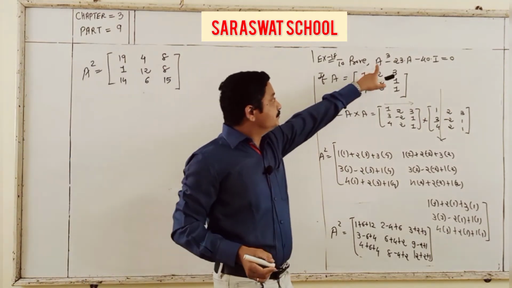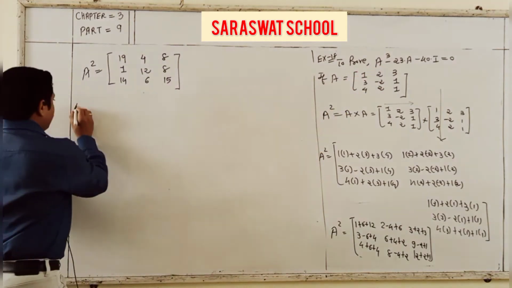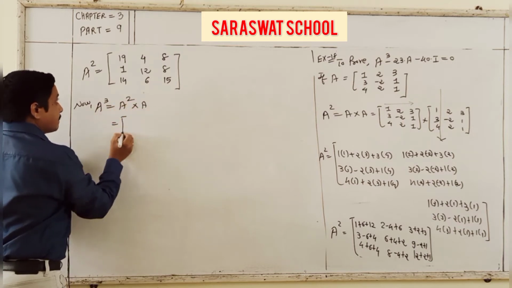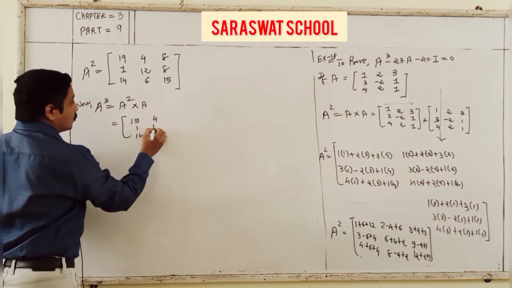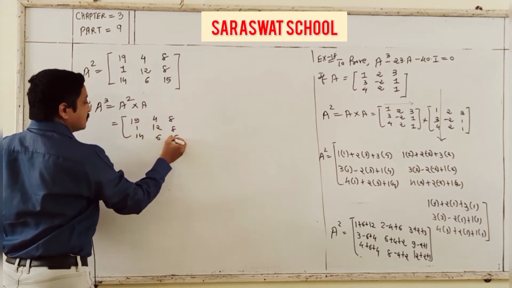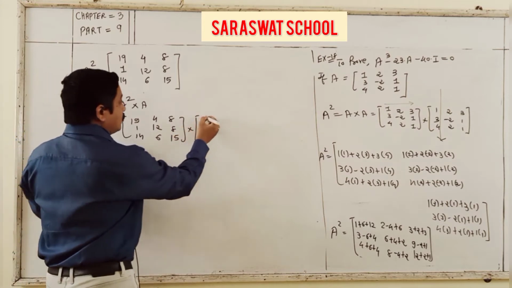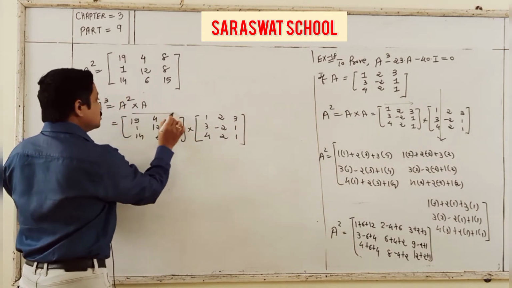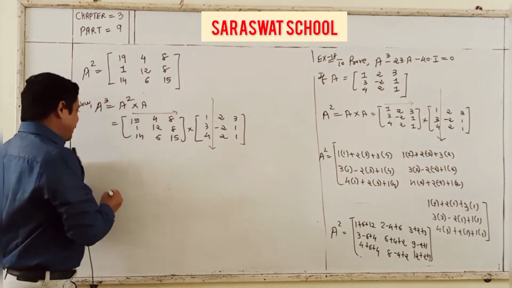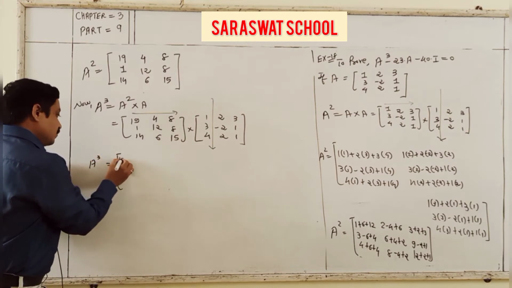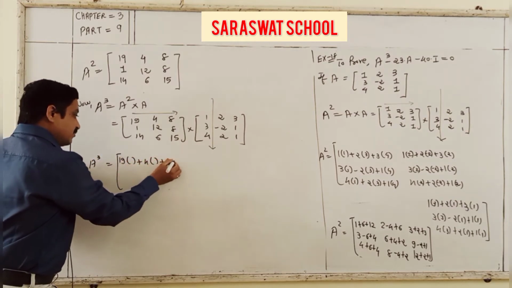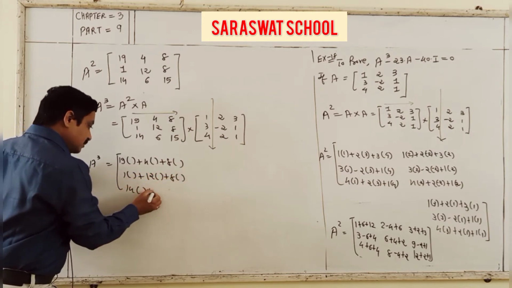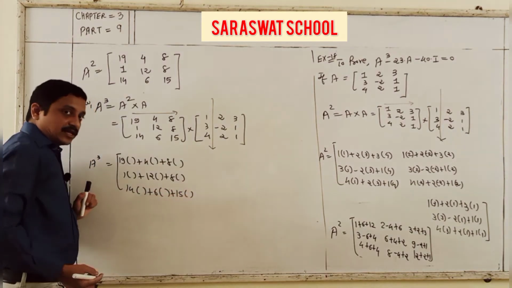Now my target is A cube. Therefore A cube becomes A square into A. A square is [19, 1, 14; 4, 12, 6; 8, 8, 15], and A becomes [1, 3, 4; 2, -2, 2; 3, 1, 1]. Here also, students, you will do row to column entries, then you define A cube. Each and every step properly mention, with the column wise I will put my entries, and write it 3 times.